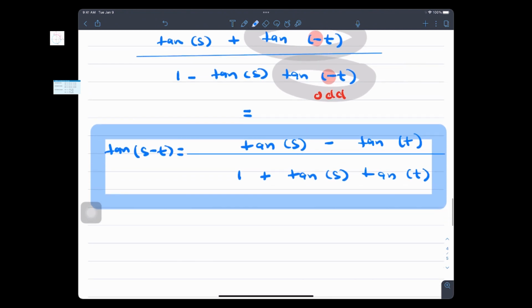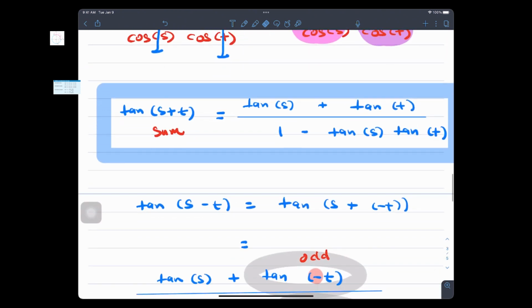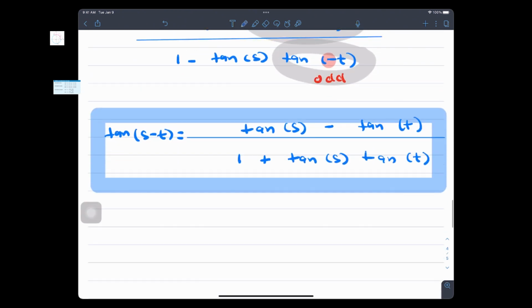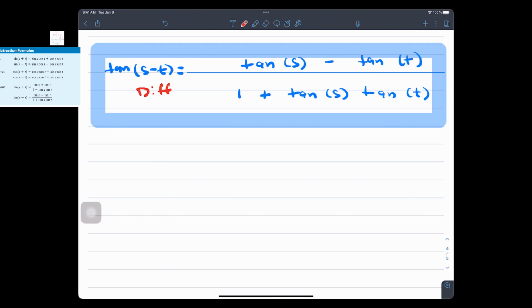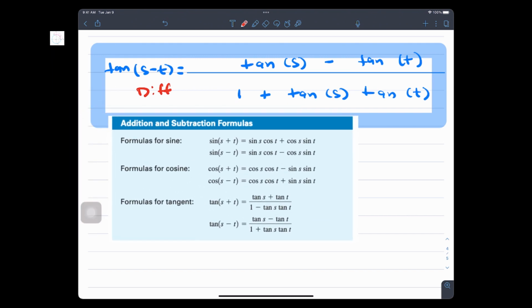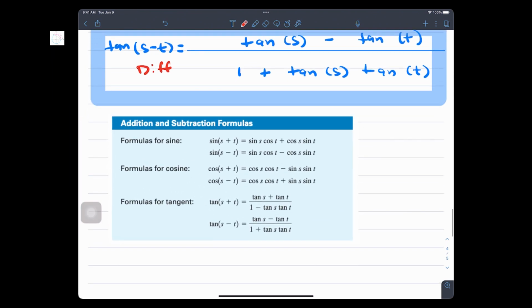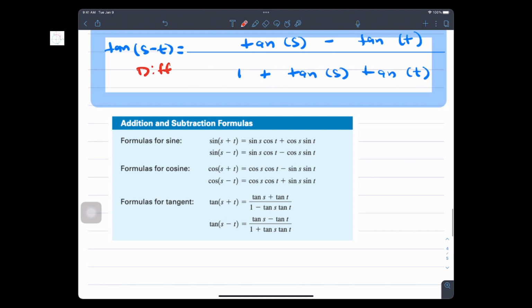Anyway, now erase that here. Let's double check. Tangent of the what? Sum. Now tangent of the difference. So we're going to double check here, see if those formulas were correct. Tangent of a difference. Tangent S minus tangent T over 1 plus tangent S tangent T.